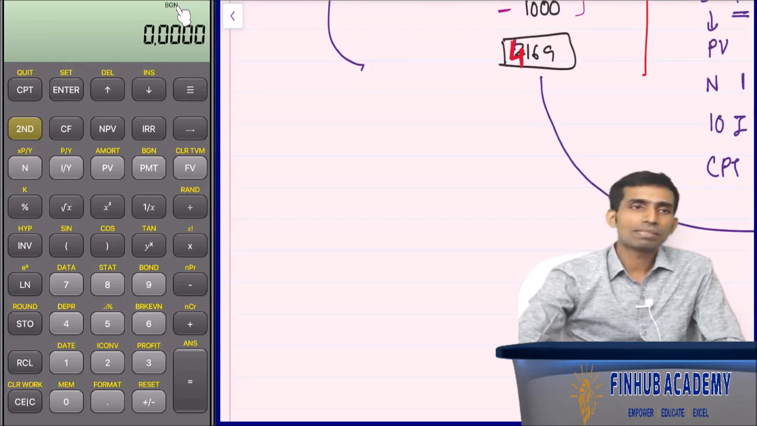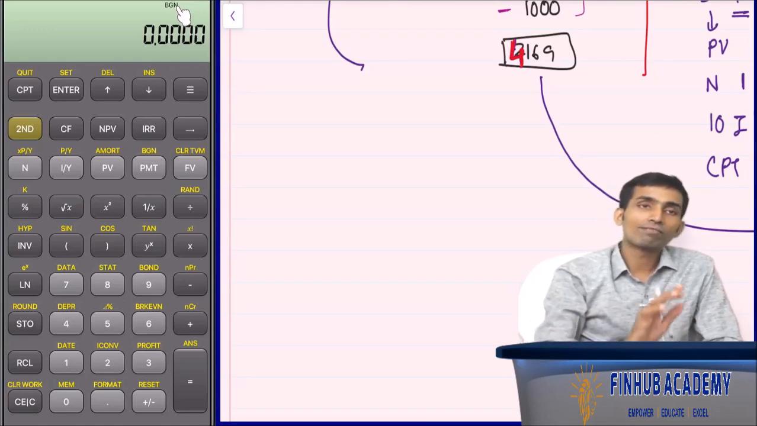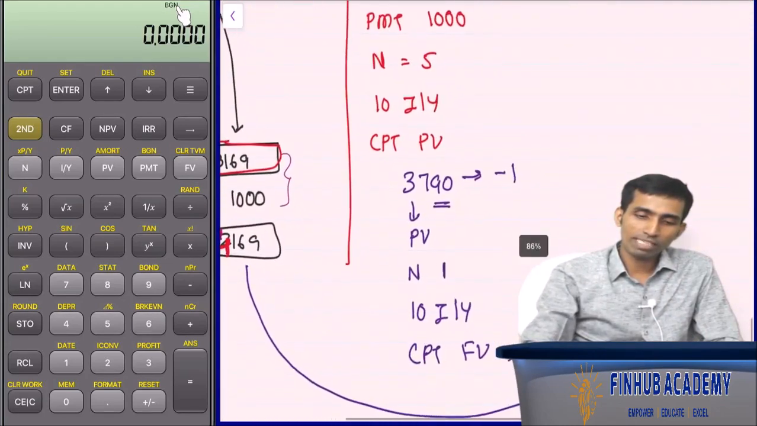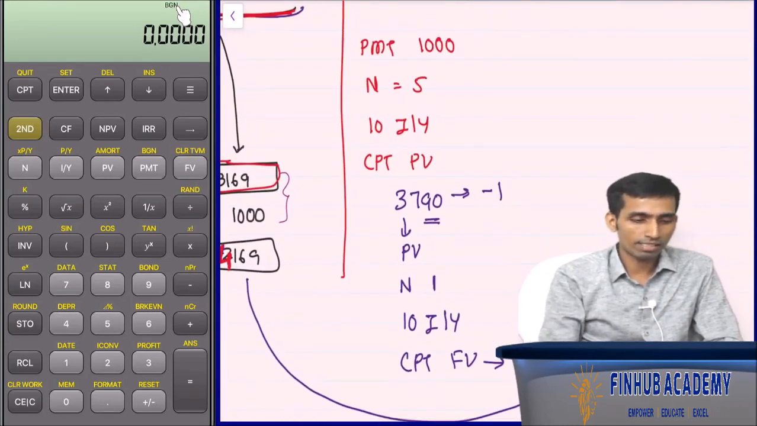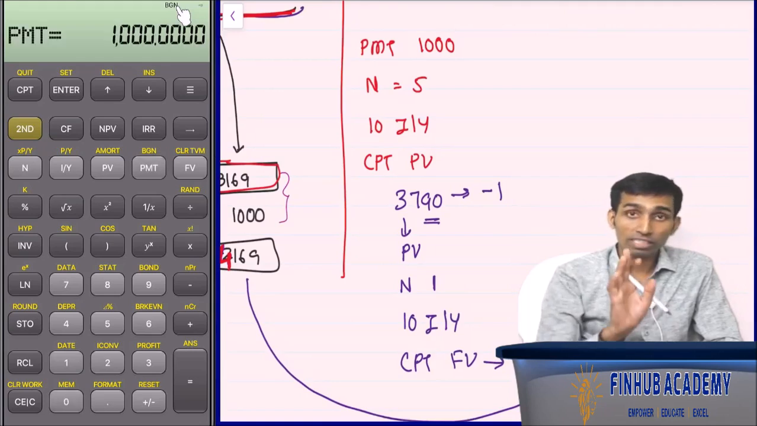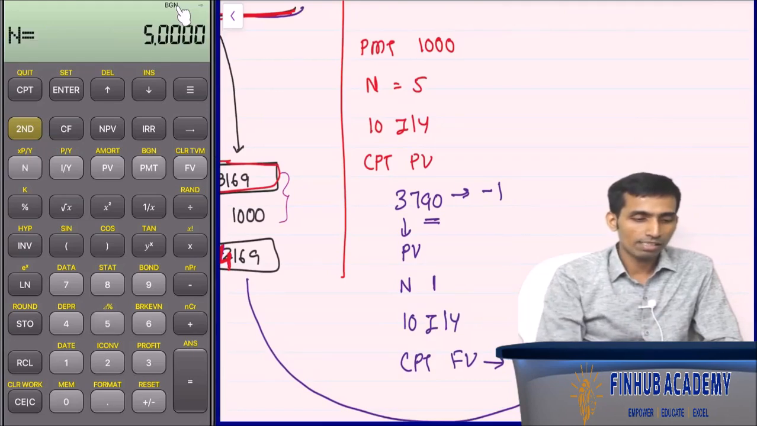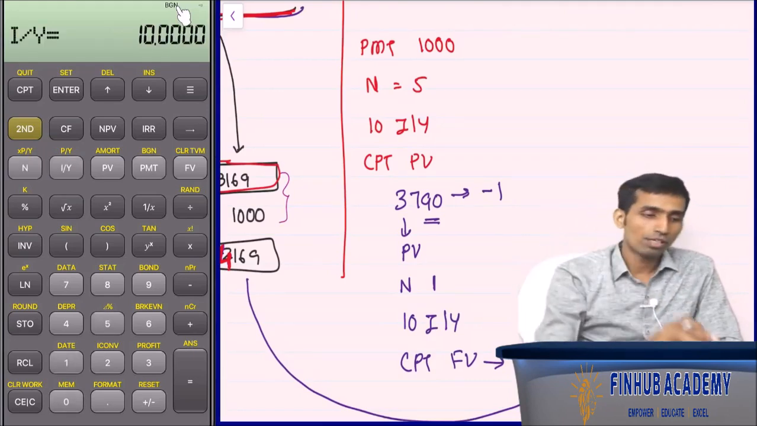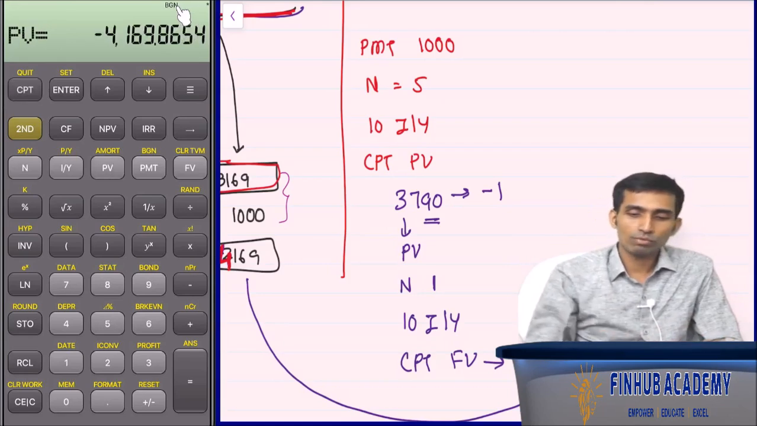So what's happening is now I can feed 5N, the same calculation. This same part, when I feed it, I'll get the direct answer. 1000 PMT. I've already cleared TVM. 5N, 10 I/Y. Now it understands that this is an annuity due. So compute PV. See, 4169, direct answer.